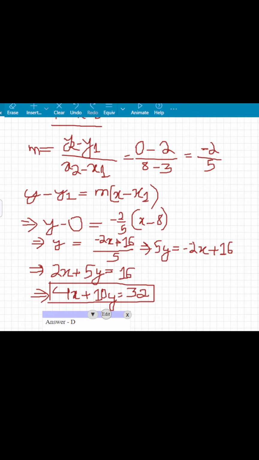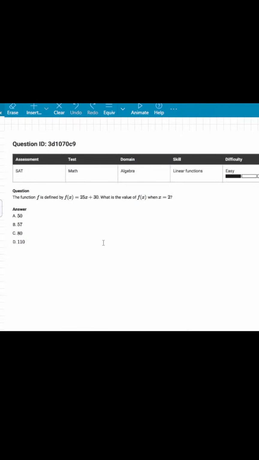Now let us move to the next question. Okay, so question number 3. This one is an easier question, so this will be much faster to solve. Here we are given a function which is defined by f of x equal to 25x plus 30. What is the value of f of x when x is 2? So we'll just have to put x equal to 2 in the equation and we can get the value. So this is very straightforward.